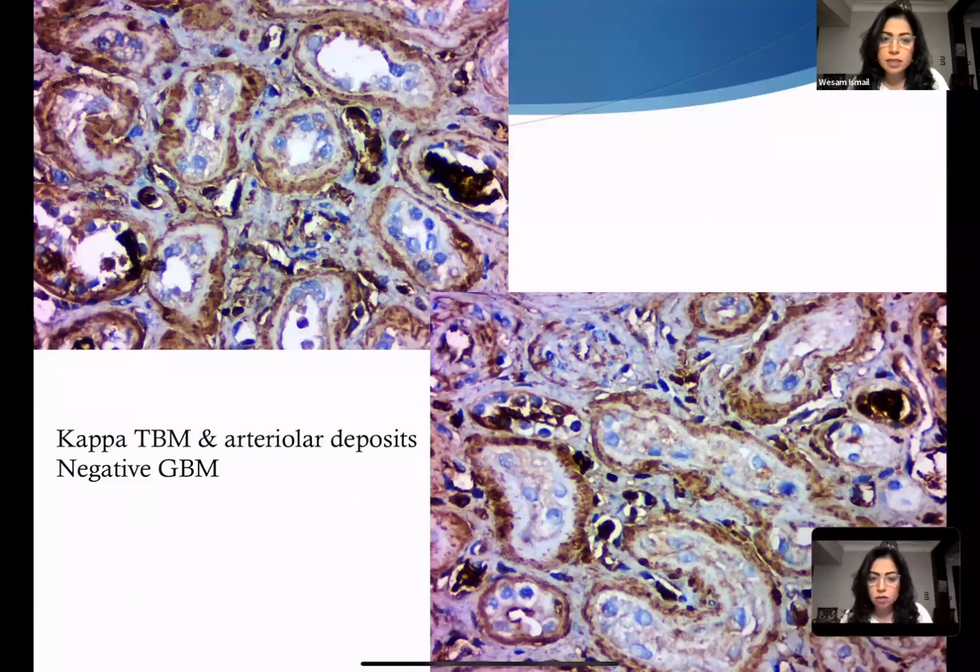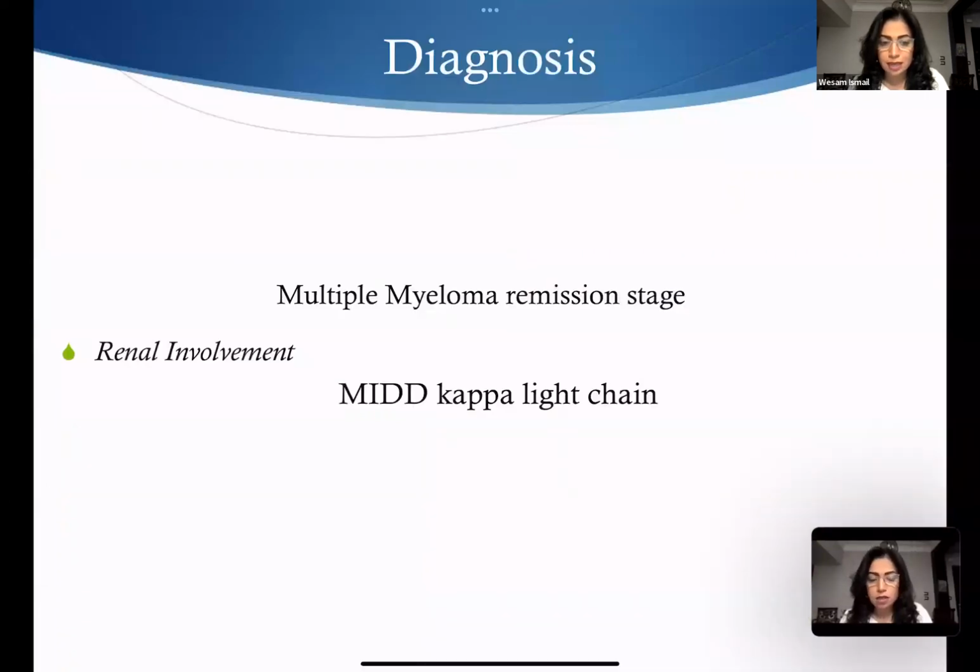Now, this was his copper staining, and you can see all of these brown deposits at the tubular basement membranes are actually positive copper deposits. So he had extensive deposits along his tubular basement membranes and arteriolar deposits as well. Some of the casts also stained for copper, but his glomerular basement membranes were negative, so we didn't have any copper deposits in his glomeruli. And lambda, next, the lambda staining was very weak or almost negative.